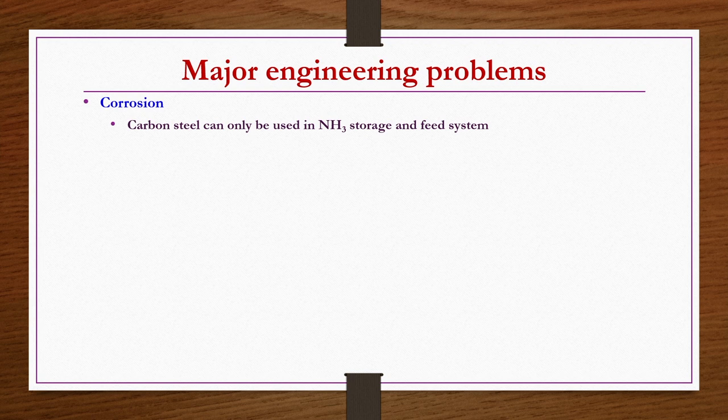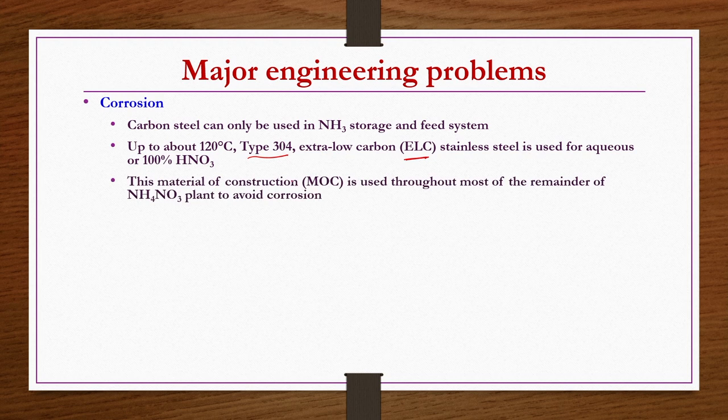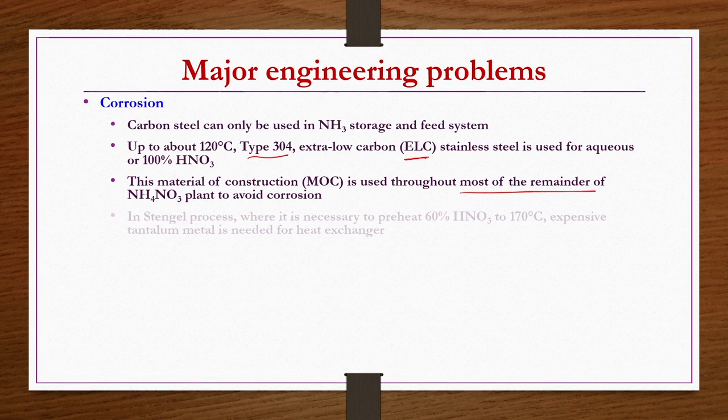So carbon steel can only be used in ammonia storage and feed systems because of the corrosion issues. And then up to 120 degrees centigrade, type 304 extra low carbon (ELC) stainless steel is used for aqueous or 100% nitric acid. This material of construction, ELC, is used throughout most of the remainder of the ammonium nitrate plant to avoid corrosion. These are the precautions one should take.